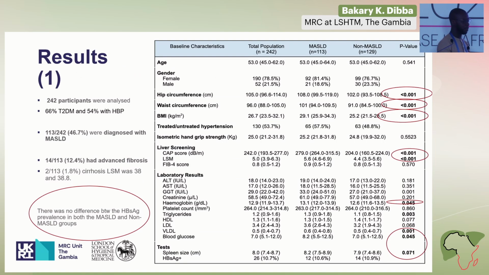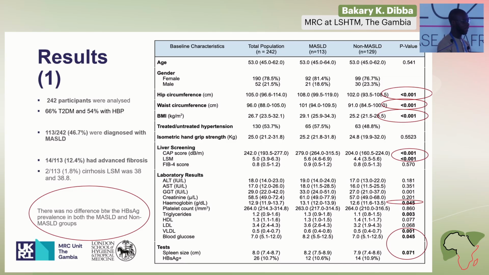So when we looked at this data, it shows that about 46.7% were diagnosed with muscle. It's important to point out that about 14 of those people, which is 12.4%, had advanced fibrosis, and 2 among them had developed what we call cirrhosis. Their liver stiffness measurements were 38 and 38.8. They both were shown to have fibrosis from this study.